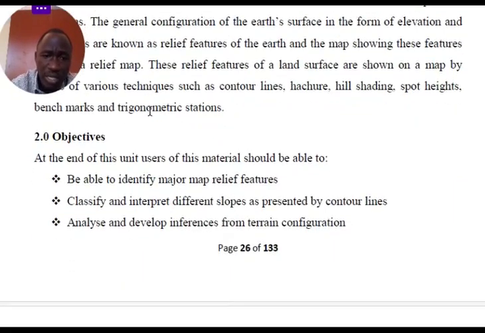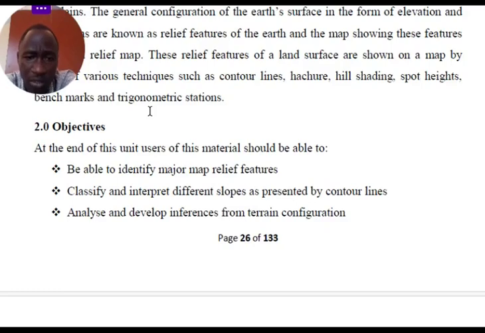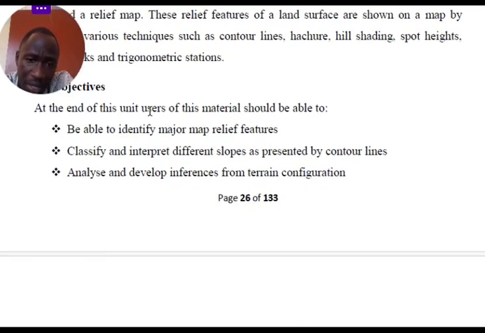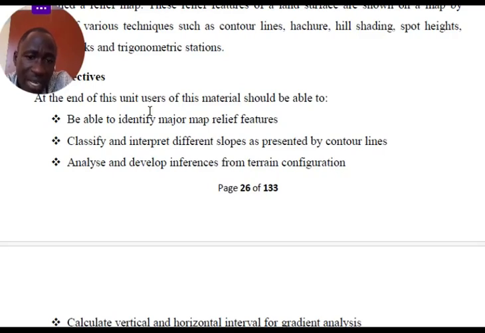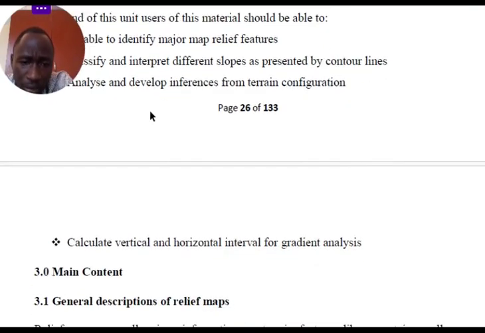And now when we proceed, those are some of our intended objectives at the end of the study, whereby we shall be able to identify major map relief features and also classify and interpret different slopes as presented by the contours. And then we shall also look at the analysis and development of inferences from the terrain configuration, how they tend to be appearing in terms of relief.